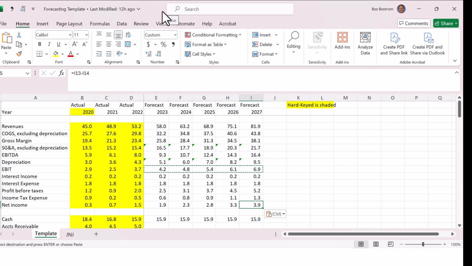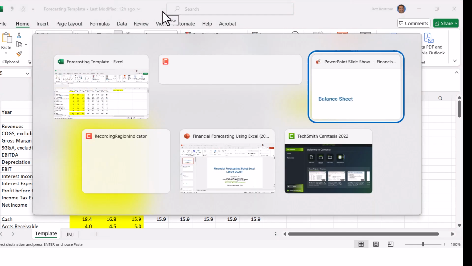So we're going to go back to the PowerPoint now and talk about how to forecast the balance sheet, and then we will forecast the balance sheet.